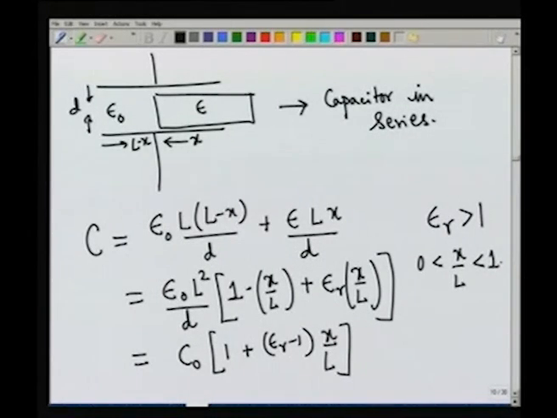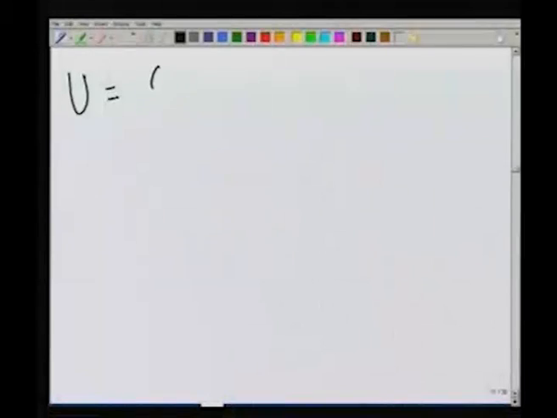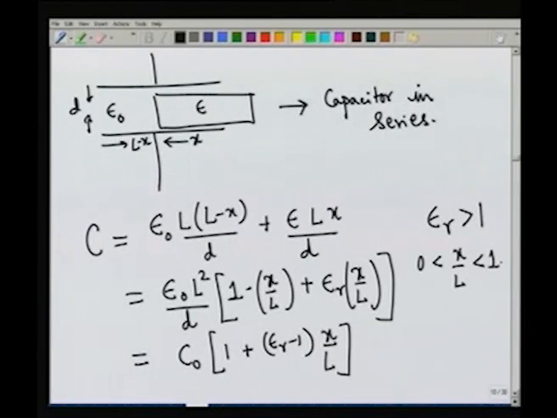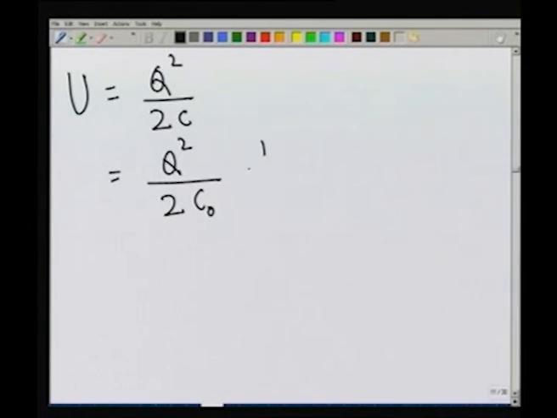Nice expression. What then is the energy corresponding to this situation? My energy is simply given by q squared over 2c, and this is nothing but q squared over 2c naught, which is the reason why I pulled out this c naught, times 1 over 1 plus epsilon r minus 1 into x by L. So U is displayed as a function of x. It is a fairly simple expression, though there is a small complication regarding the sign of x. I would not get into it.